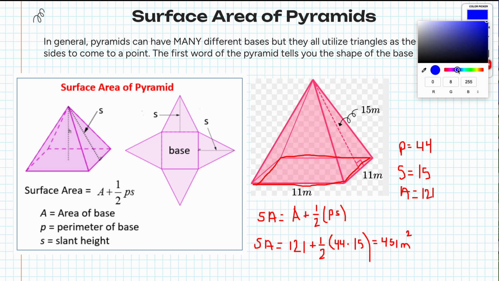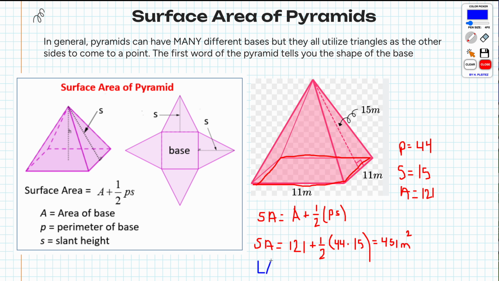If we wanted lateral area, we cannot include the base anymore, which means that from this formula, I'm going to take this A out. I'm taking my area of the base out. I would just use 1/2 of PS, and we already have that here. That's this portion of our formula here. So our lateral area is just 1/2 of 44 times 15.